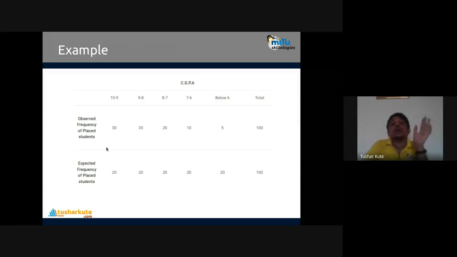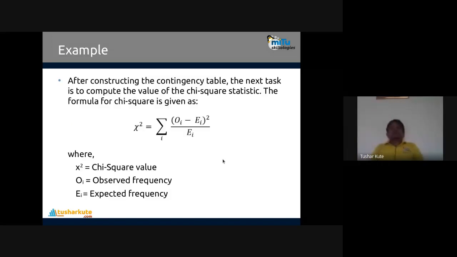The total is 100, and the observed frequencies are like this. Below 6, 5 students are placed. Okay, 6 to 7, 10 are placed. 7 to 8, 20. 8 to 9, 35. 9 to 10, 30. Fine, and these are your expected frequencies. 5 categories, expected at 20, 20, 20, 20, 20 should be present. Equal distribution should be there, but it is not the case.